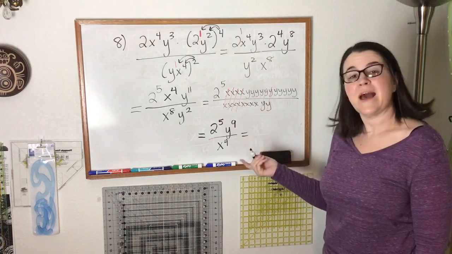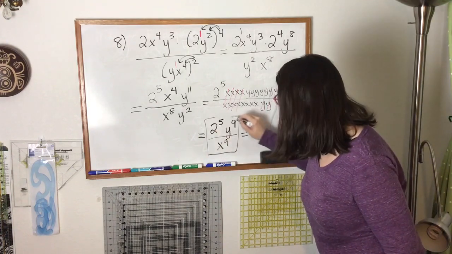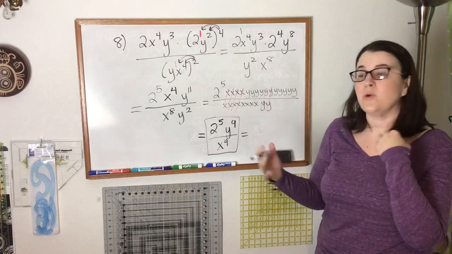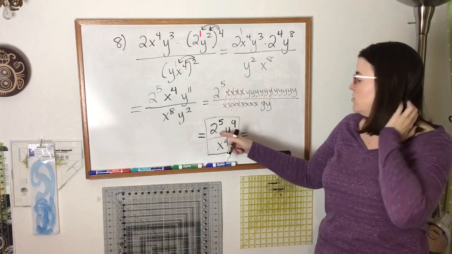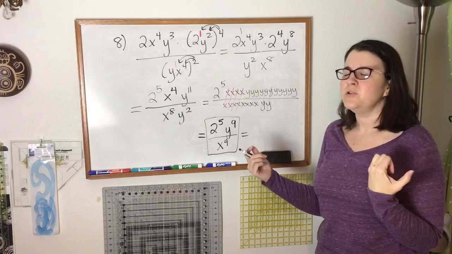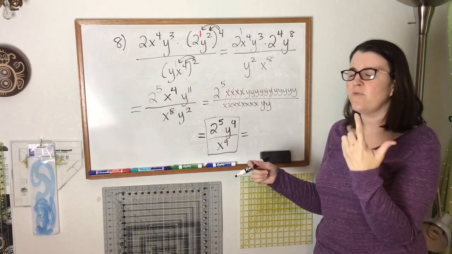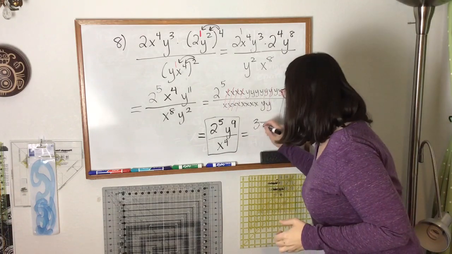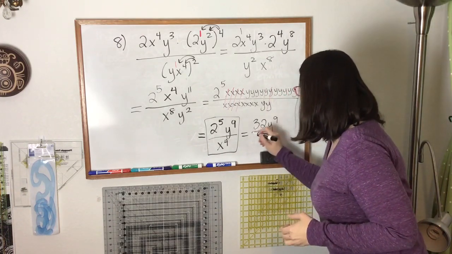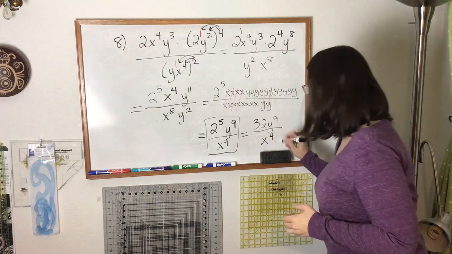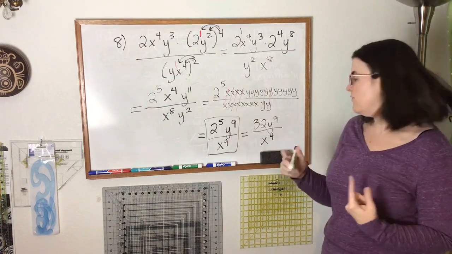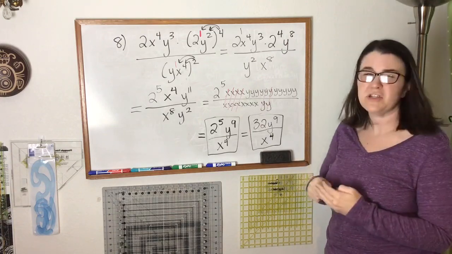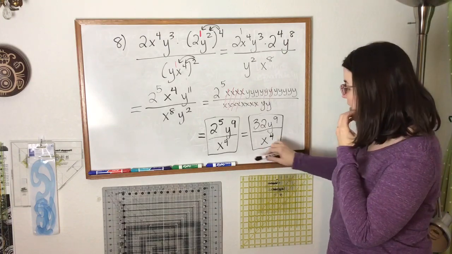Now, you can leave it like that, and that is a perfectly lovely answer. However, if you were to see this on a standardized test or a multiple choice test, they probably wouldn't leave it like this. They would multiply 2 to the 5th out. 2 times 2 is 4, times 2 is 8, times 2 is 16, times 2 is 32. So you would have 32y to the 9th. You can always plug that into a calculator by multiplying 2's, or you can do 2 to the 5th power, whichever makes you happiest.